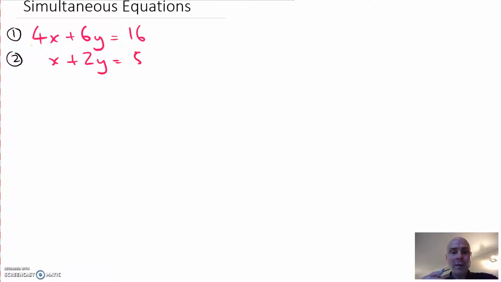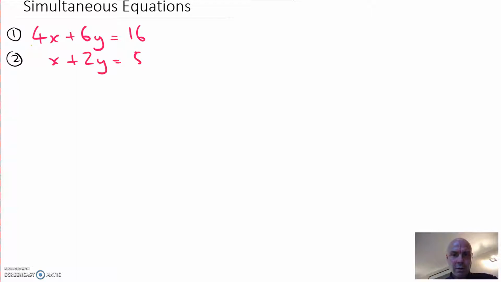Well, I'm thinking I could times the bottom equation by 4, because if I do that, I'll get 4x. I could times the bottom equation by 3, because if I do that, I'll get 6y. It doesn't matter which one of those I choose. I either need to get 6y, because I've got 6y here, or I need to get 4x, because I've got 4x here. Let's get rid of those. Which one shall we choose?